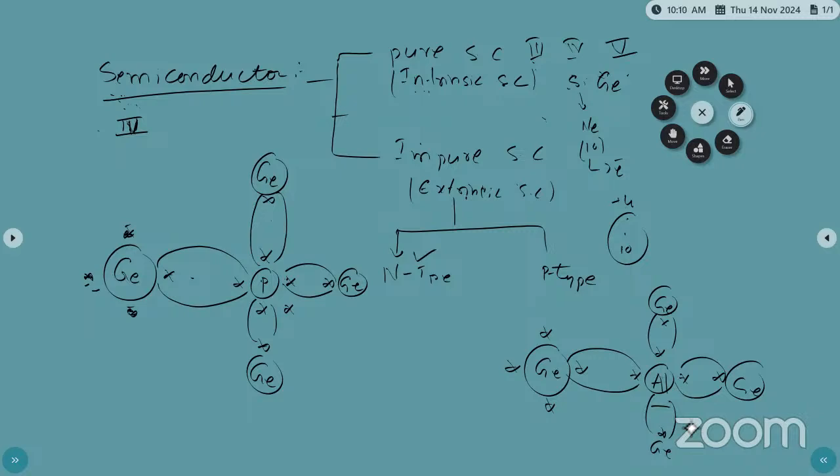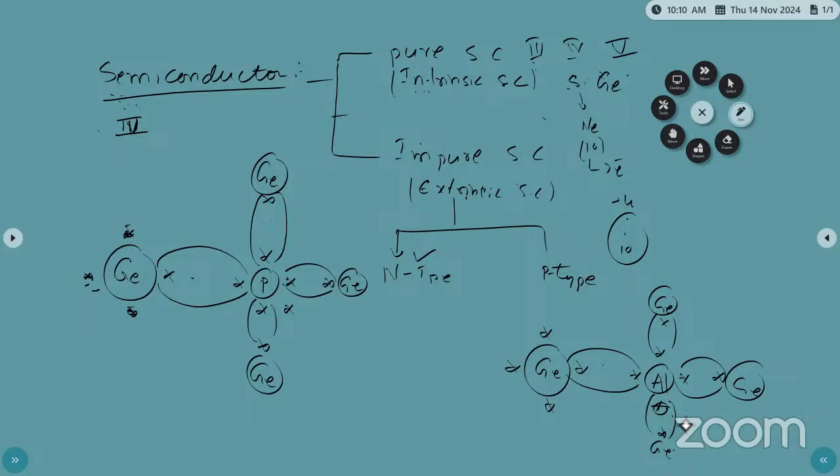The aluminum has 3 valence electrons, right? The 3 valence electrons are forming 3 covalent bonds, 1, 2, 3, with the germanium valence electrons. But the germanium has 4 valence electrons, so there is 1 excess electron. But with aluminium, there is no electron, so simply empty, right? So this is called a hole. It can accept an electron, as it requires one electron to form a covalent bond.